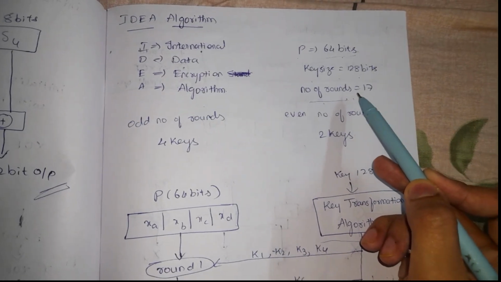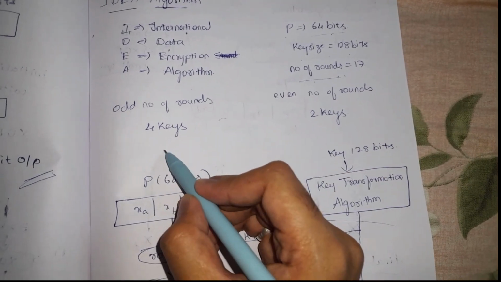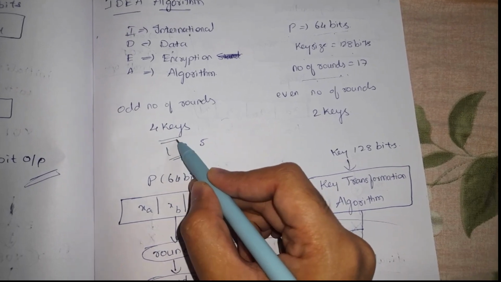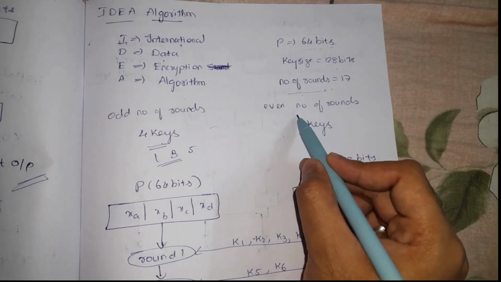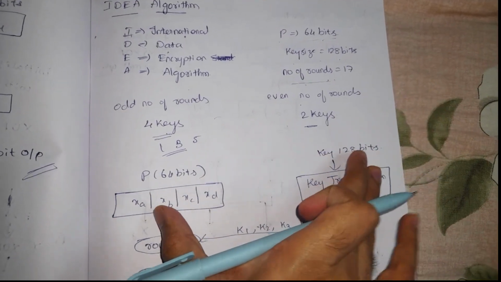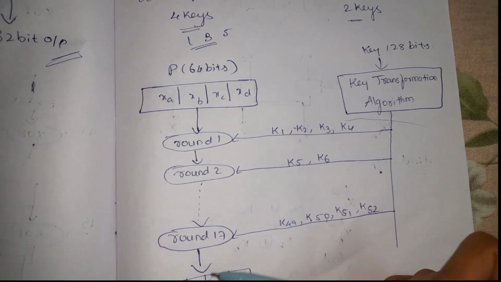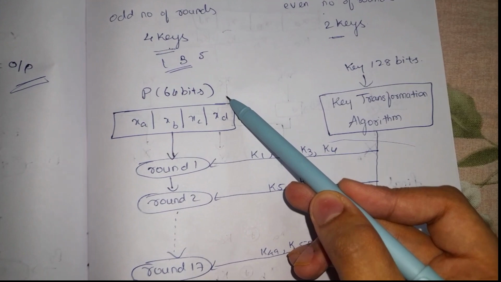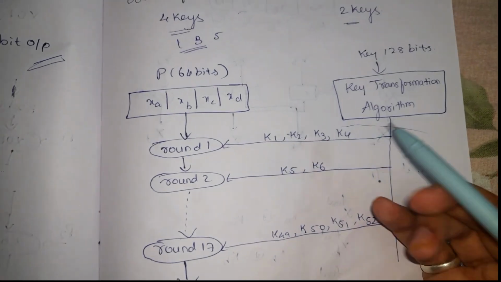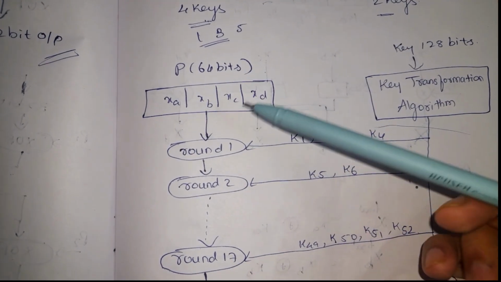Now here there is a little detail in the IDEA algorithm. The odd numbered rounds such as 1, 3, 5 make use of 4 keys to perform the encryption, and even numbered rounds make use of 2 keys. So let's see how this algorithm works with the help of a diagram. As I said earlier, we have a total of 17 rounds. Now we have a plain text of 64 bits split into 4 different blocks of 16 bits each.